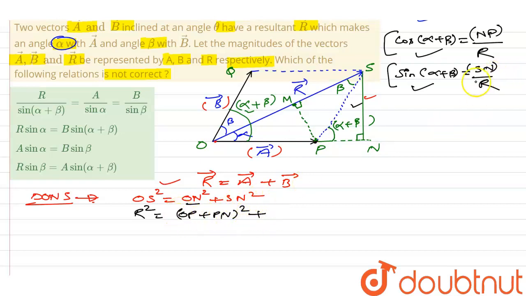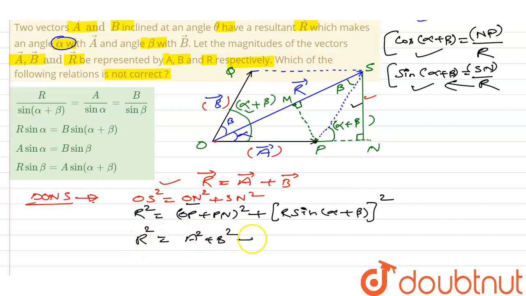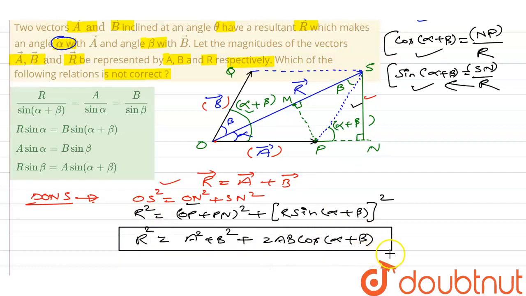And plus Sn. What is Sn? Sn will be R sine alpha plus beta. So that will be R sine alpha plus beta whole square. Okay. So after solving this equation, we will find r square is equal to a square plus b square plus 2ab cos alpha plus beta. So we will find this equation after solving.